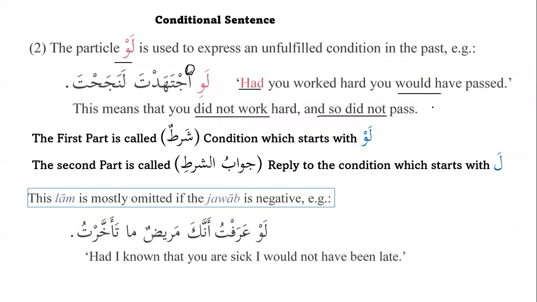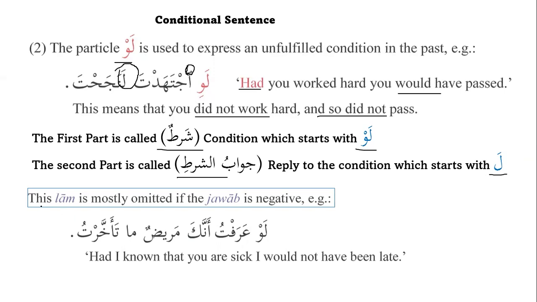Whenever we talk about something that someone failed to do, we use this conditional sentence with law, and inshallah we will also look at an example of law from the Quran when we start our lesson. Now we can see here that the first part is called shartun, condition, which starts with law. The second part is called jawab shart, the reply to the condition, which starts with la. As we can see here, lawijtahatta lanajahta. So normally it comes with la.